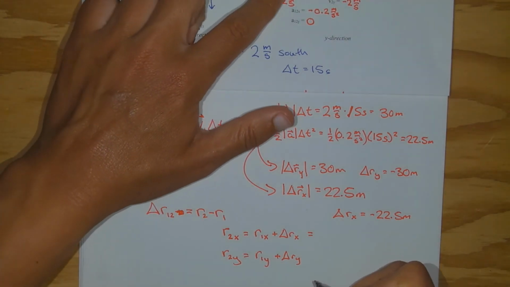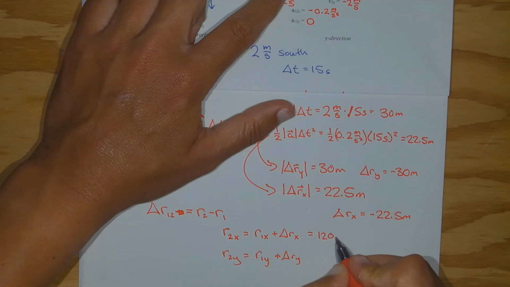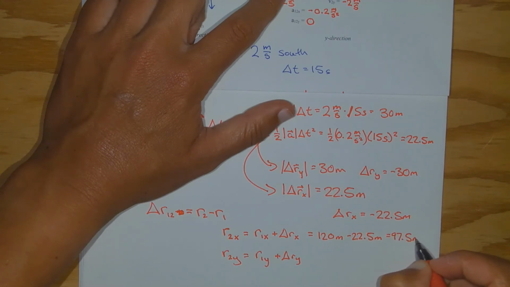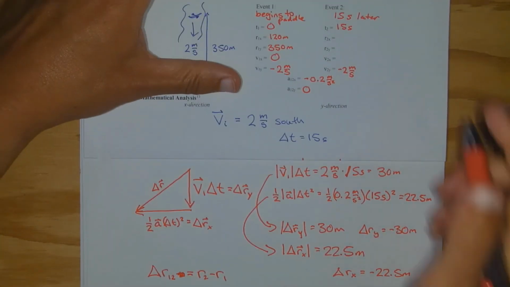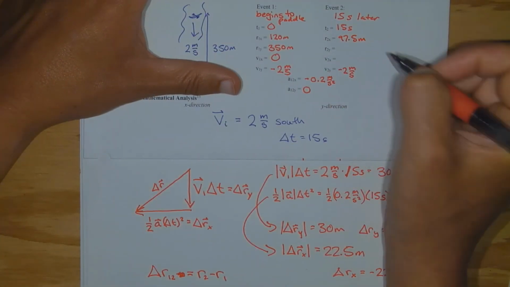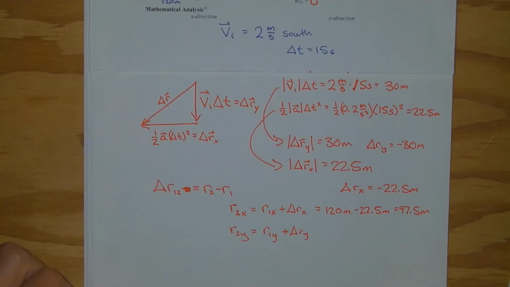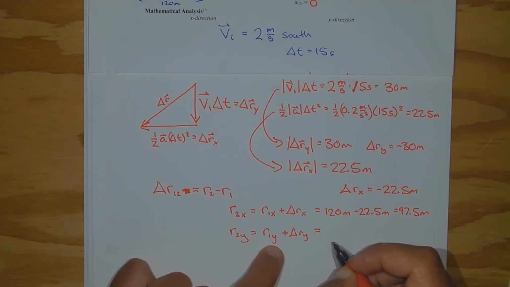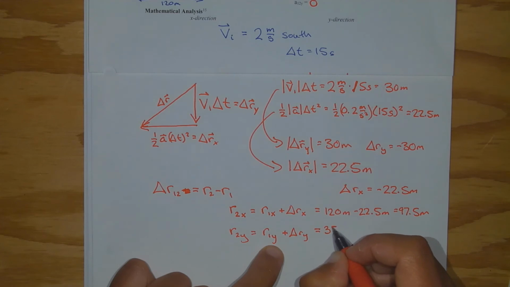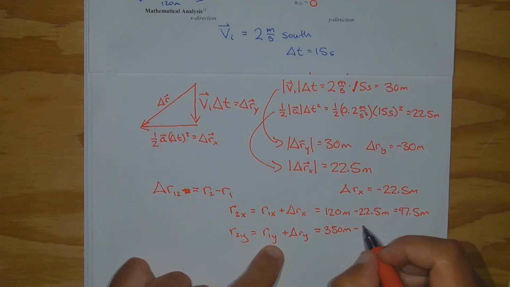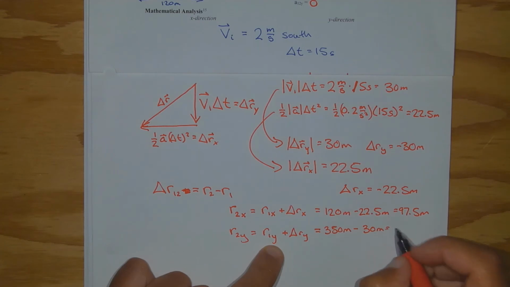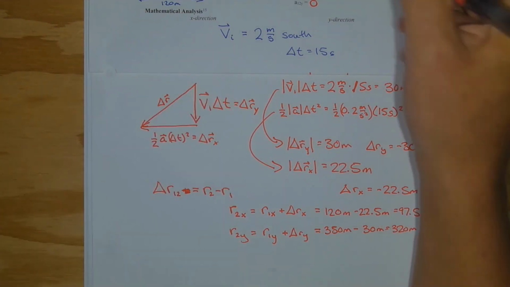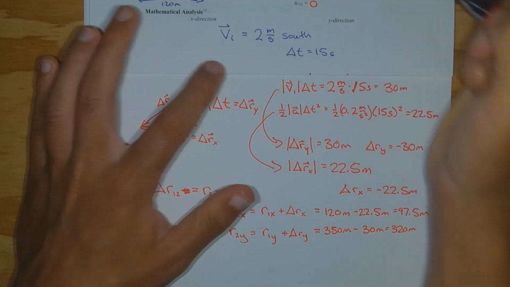So r1x is equal to 120 meters. Then we subtract 22.5 meters from that, and we get 97.5 meters. So that goes in my table up here. This is 97.5 meters. You could round it to 98 if you want. And then for r2y, r1y is equal to 350 meters. Delta ry is equal to minus 30 meters. And that gives me 320 meters. That goes in here, 320 meters.